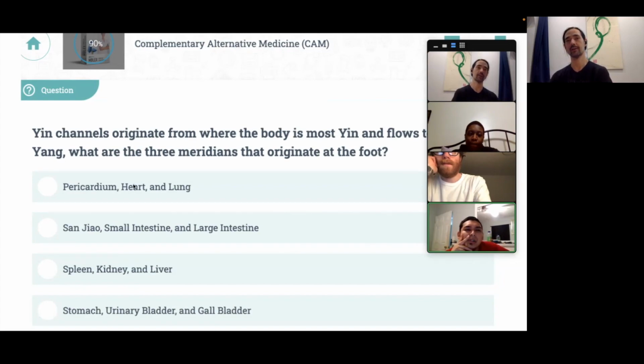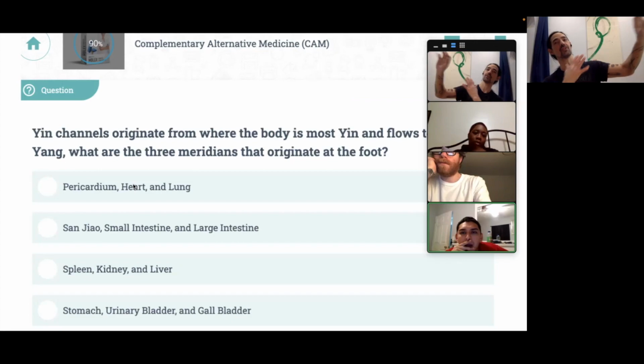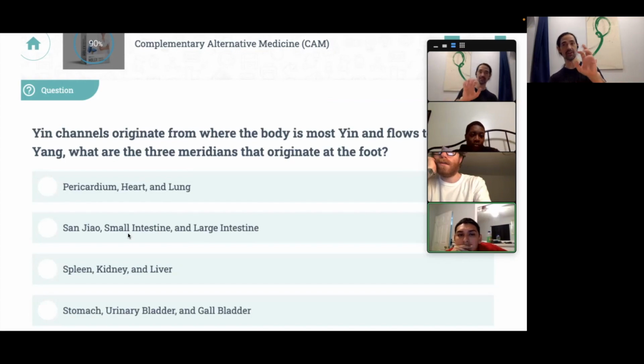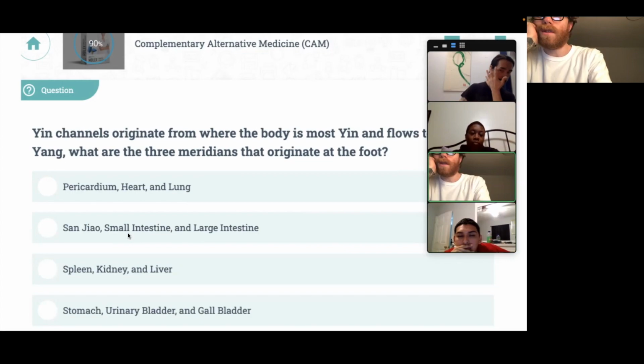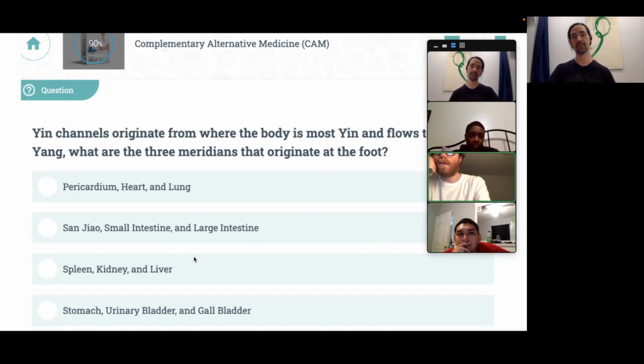Pericardium, heart, and lung? No, those are in the hand. Those start in the chest and end in the hand. And then Sanjiao, small intestine and large intestine, those start in the hand and then end in the face. My guess was going to be spleen, kidney, and liver. That's correct, actually. And then stomach, urinary bladder, and gallbladder start in the face and they end in the foot.